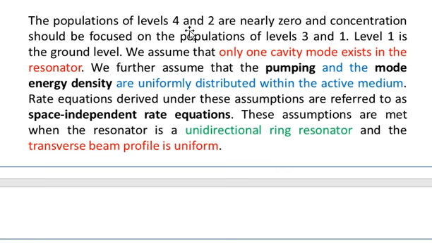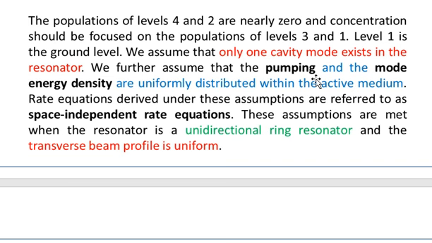The populations of level 4 and level 2 are nearly zero and the concentration should be focused on the populations of level 3 and level 1. Level 1 is the ground level. We assume that only one cavity mode exists in the resonator. This is the assumption that we shall carry out throughout our lecture, unless at the end we speak about multiple modes oscillating within the laser cavity.